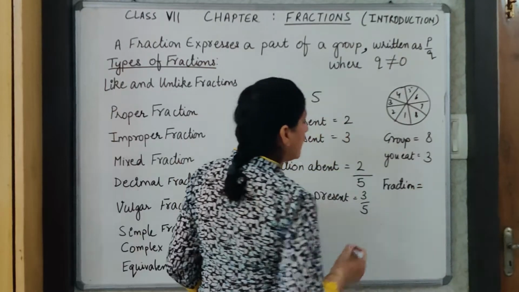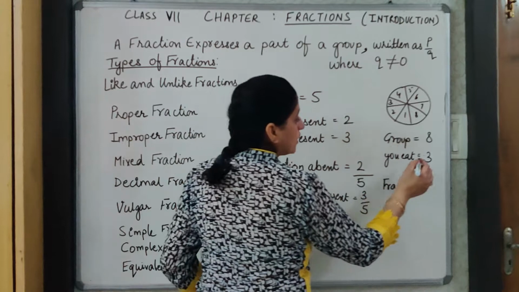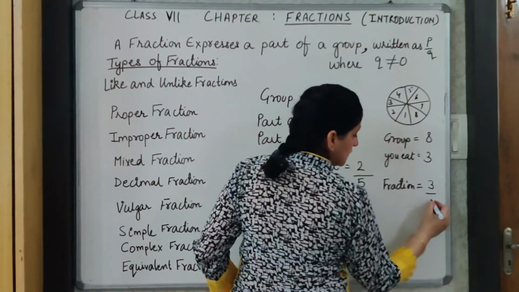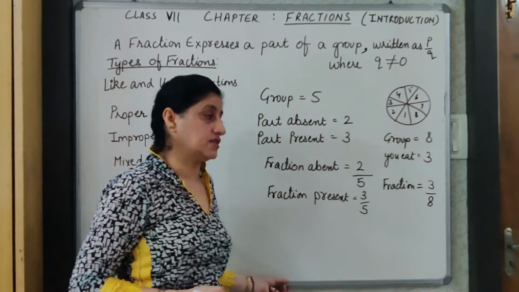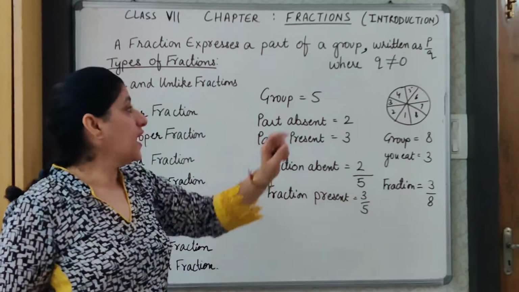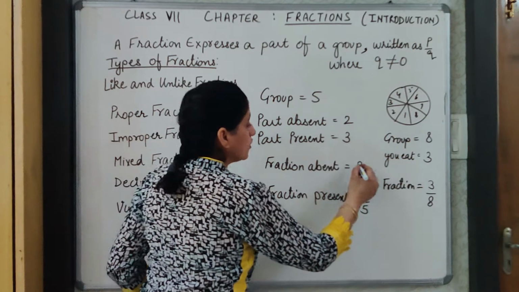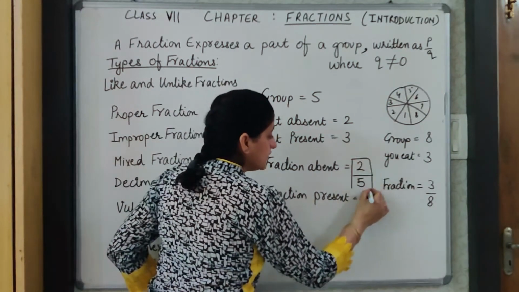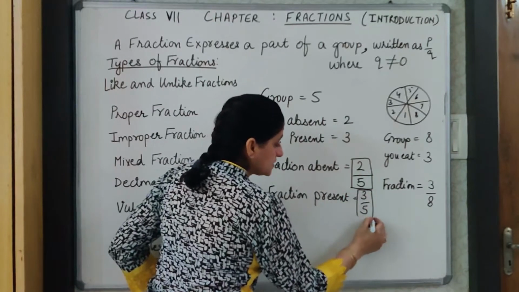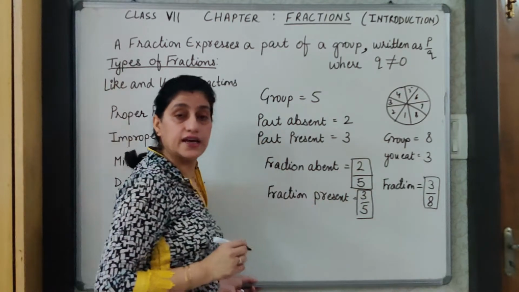Now if asked what fraction have you eaten? Then a fraction expresses a part of the group. You have eaten 3 parts out of a group of 8. So this is the meaning of this definition, and then it is saying written as P upon Q. You must be seeing whatever fractions I have written, they are 2 numbers separated by a division line.